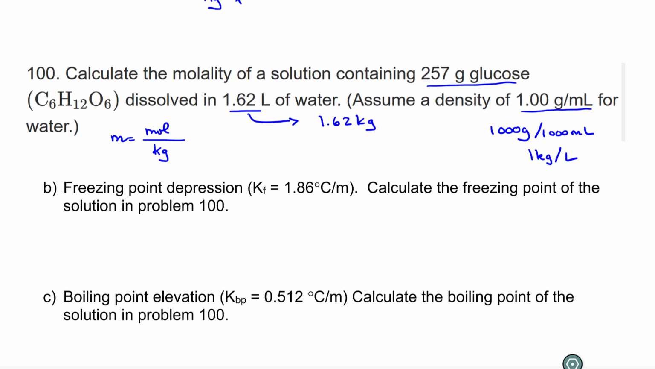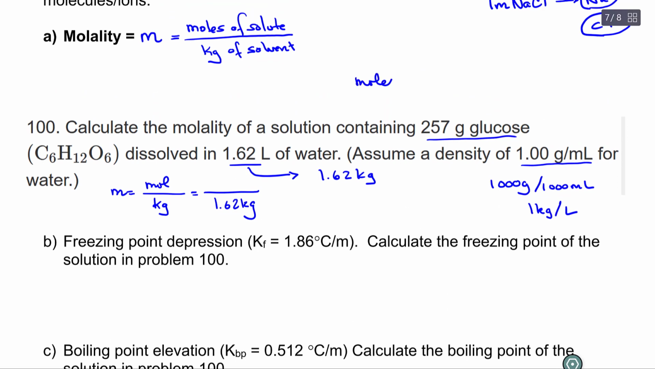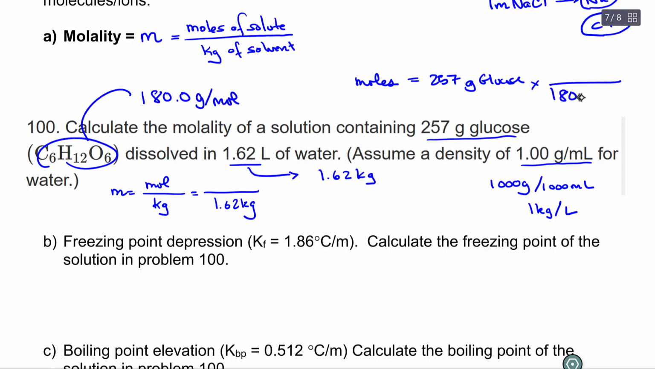Okay, so having said that, I have my kilograms, 1.62 kilograms. All I need to do to get the answer for this problem is calculate the moles of glucose. So moles of glucose, we're going to start with 257 grams of glucose. And then if I add all this up, this comes out to 180.0 grams per mole. So I can use that to convert my grams of glucose to moles of glucose.